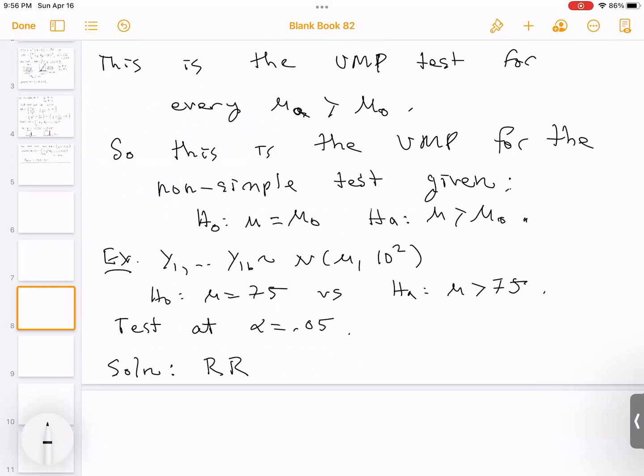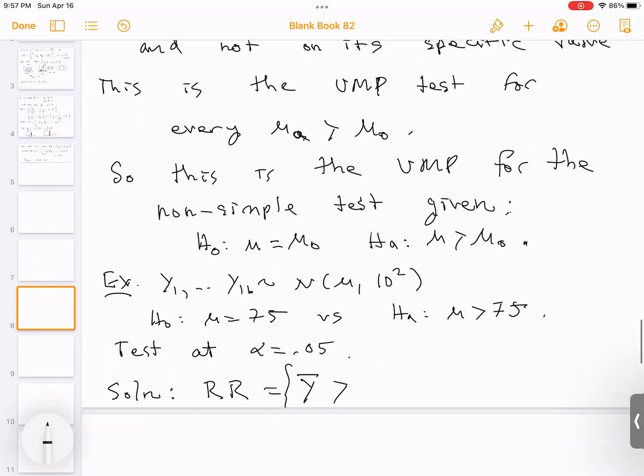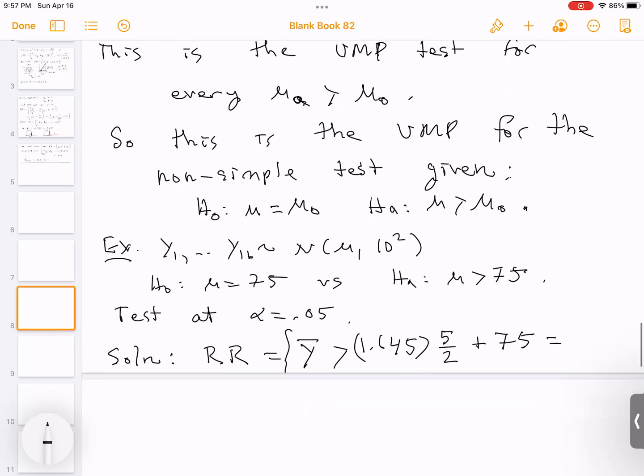The rejection region is equal to Y bar greater than, I don't remember what it was, qnorm 1.645. Did we have it here? Let's just see. Yeah, 1.645. So qnorm 0.95 times sigma over the square root of n. Sigma is, oh yeah, sorry, sigma's 10, right? And n is 16, so it's going to be 10 over 4, so 5/2, plus mu 0, which is 75. And if we do that, we get 79.125.